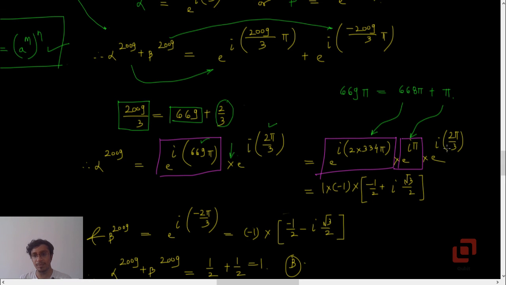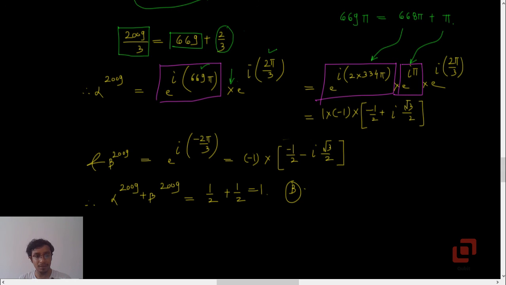Okay, the third one has been kept as it is. Now you may recall the following properties. E to the power i 2nπ, where n is any integer, is always equal to 1, and e to the power iπ is equal to minus 1.